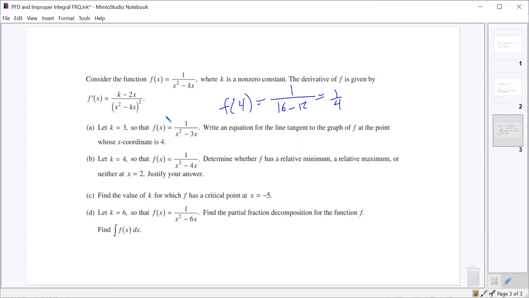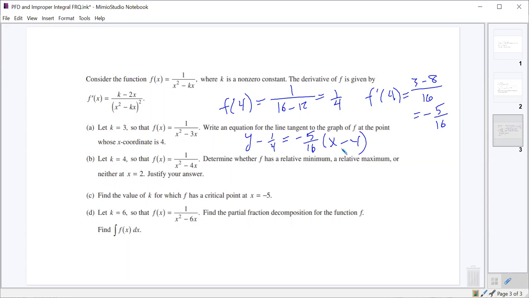So if k is 3, then we ought to have 3 minus 2 times 4, so 3 minus 8, over x squared minus 3x, so 16 minus 12 is 4, squared, which is 16, so negative 5/16. And so our equation ought to just be y minus 1/4 equals negative 5/16 times (x minus 4).